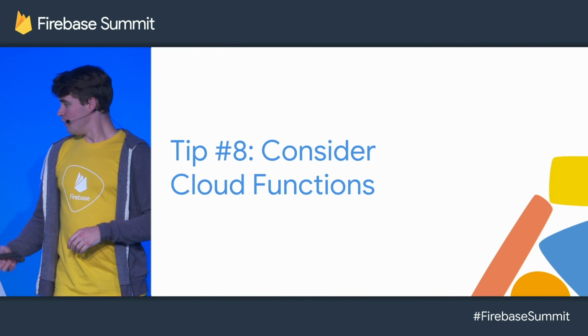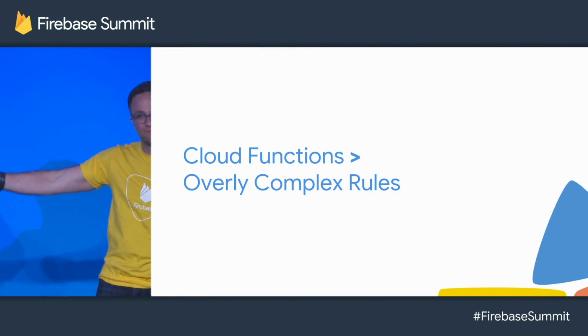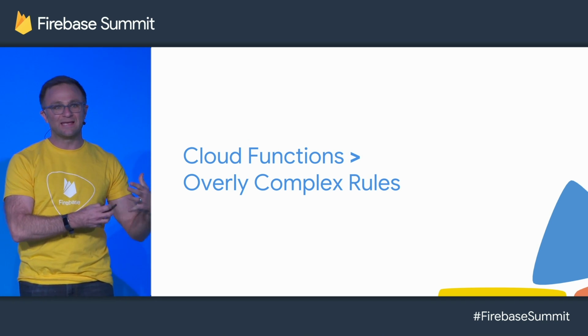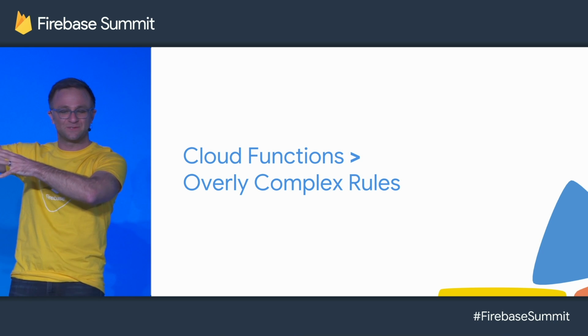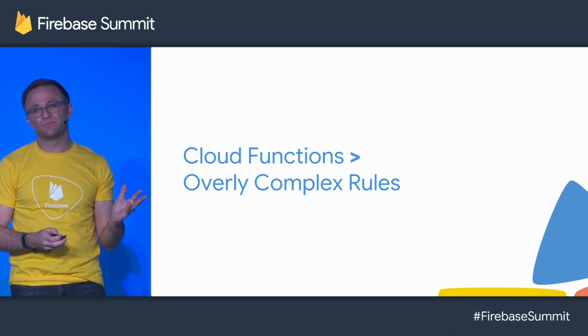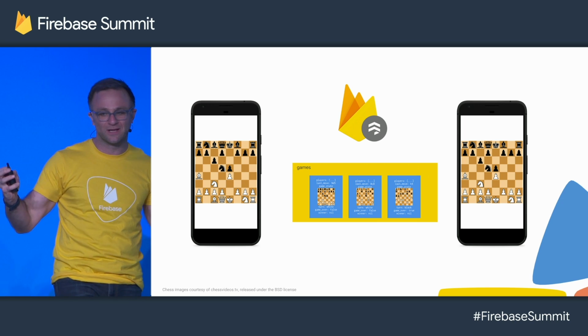All right, moving on to tip number 8. Consider cloud functions. So my general philosophy is cloud functions are generally better than overly complex security rules. So as you are developing, look for cases where your security rules have just sort of gotten more and more complex and have more and more exceptions to them, and see if there's a way you can simplify that by essentially replacing it all with a function. And let me explain a little more about what I mean.